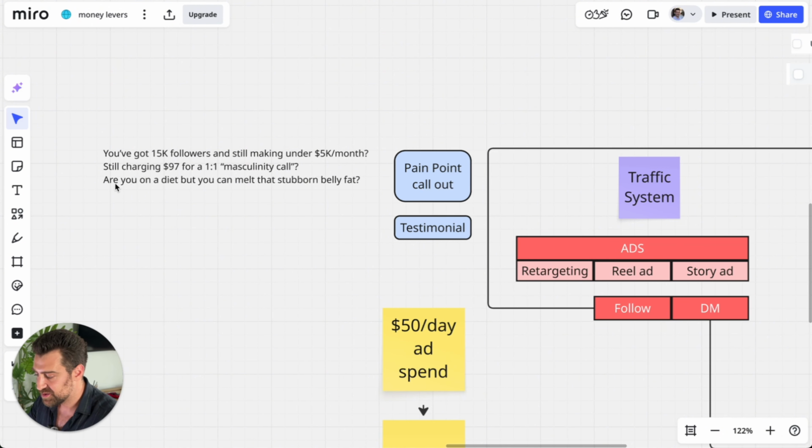Or are you still charging $97 for a one-on-one masculinity call? Because most coaches and consultants, they are selling their time, $100 per hour, which is insane. Or are you on a diet but you can't melt that stubborn belly fat?